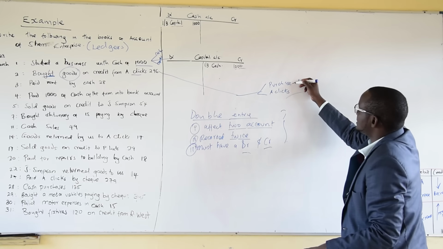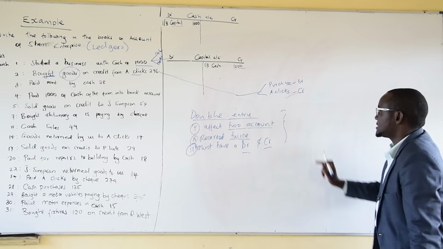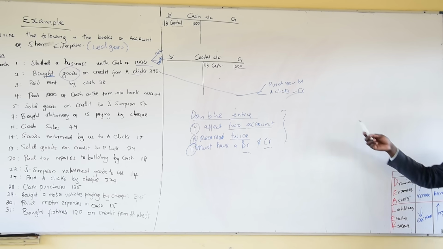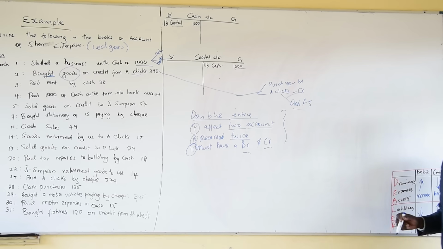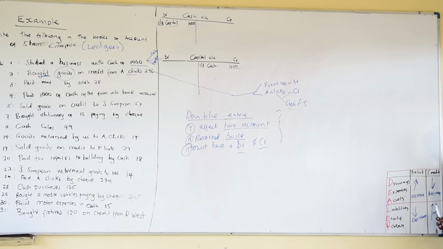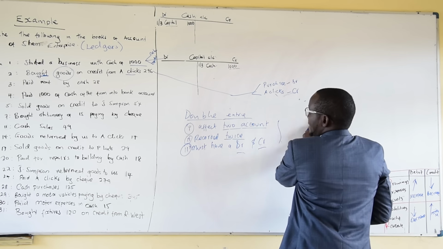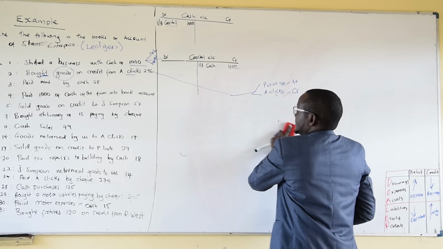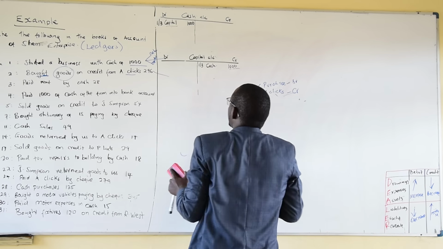So here we debit purchase, we credit A-Clicks. Because when you have purchased on credit, our debts are increasing. We're increasing our debts to A-Click. Increase in a debt, which is a liability, is a credit. So what we do now, I will open these two accounts.